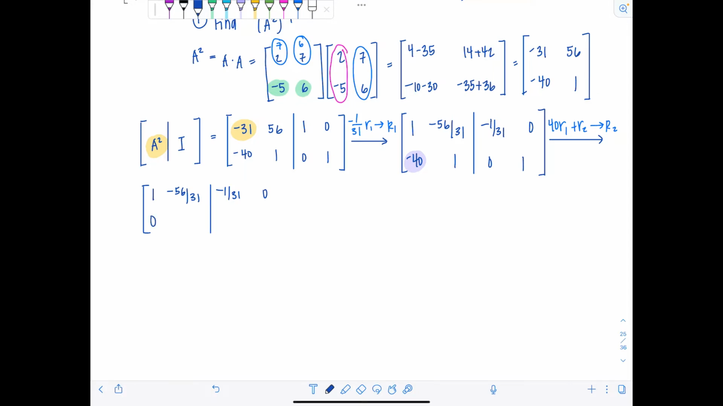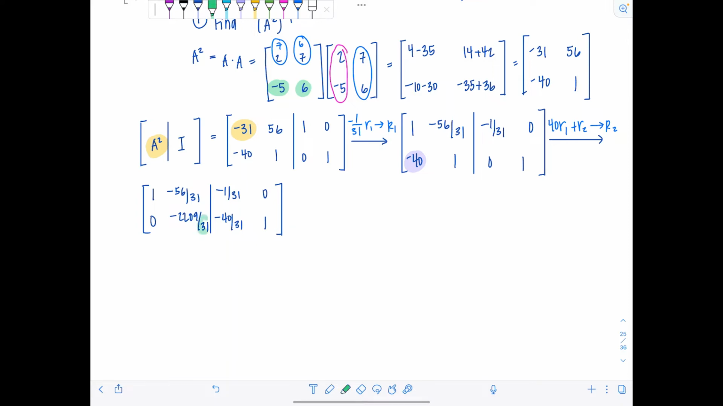If I take 40 times row 1, just multiply that by the numerator. So you're going to have negative 2,209 over 31. And positive 40 times negative 1 over 31, that's going to be negative 40 over 31 here, and 1. Okay. See, things are turning out nicely.